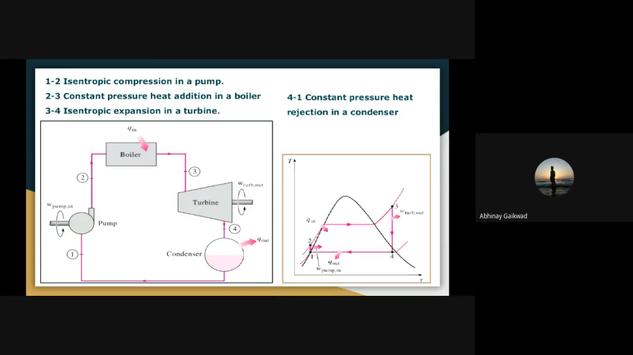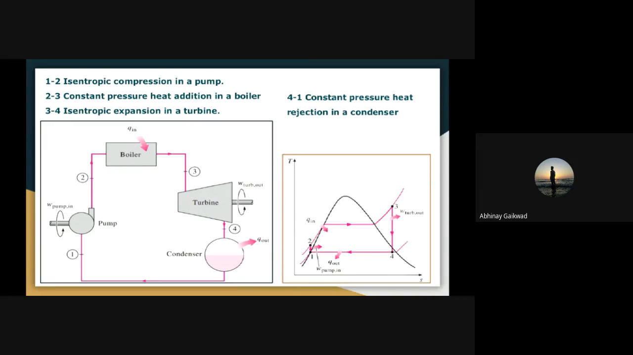Now remember, in the TS diagram, the area under the process curve will represent the heat transfer for internally reversible processes. So here you will get the area where I have shown Q in, that is the heat transfer for the internally reversible process.